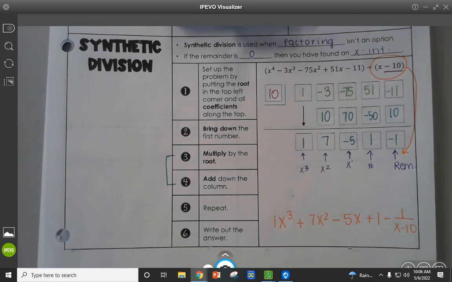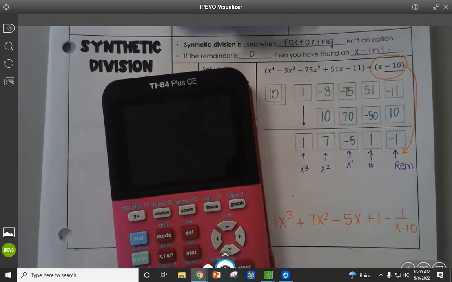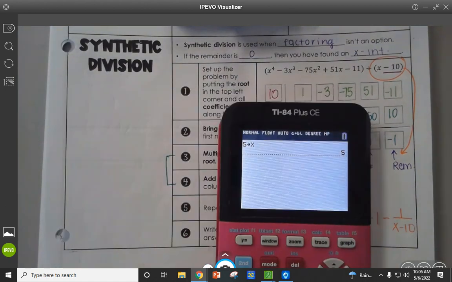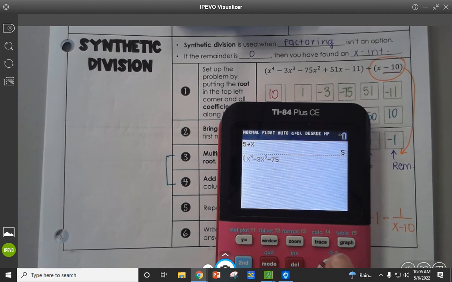I could type that in the calculator. I could store a random number for x. If I type in x to the fourth minus 3x cubed minus 75x squared plus 51x minus 11, divided by x minus 10, I get that random number of 276.2.